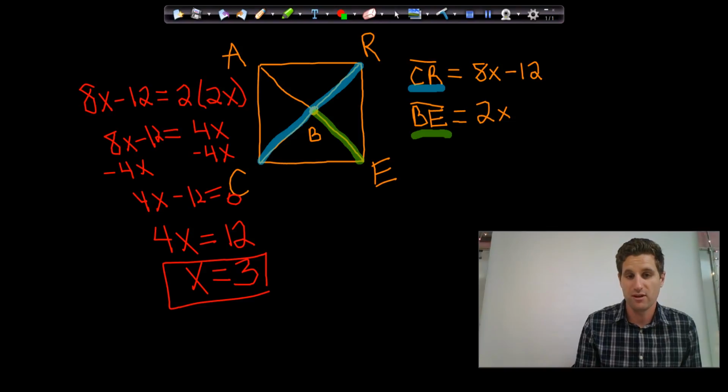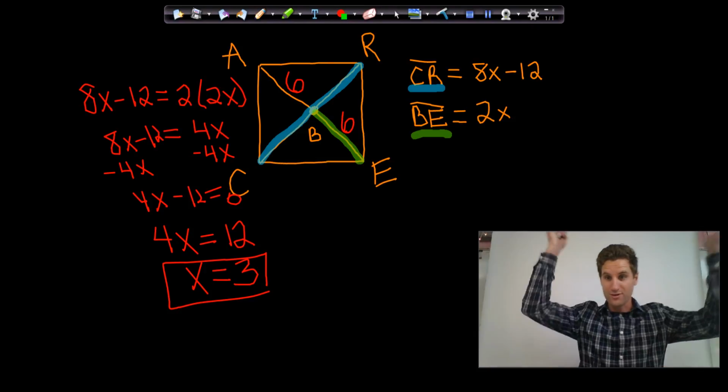For example, if I plug in 3 here, BE is going to equal 6, which means this would equal 6, which means the whole thing should equal 12. Let's just double check that real quick. 8 times 3 is 24. Minus 12 is 12. Yes. Excellent.